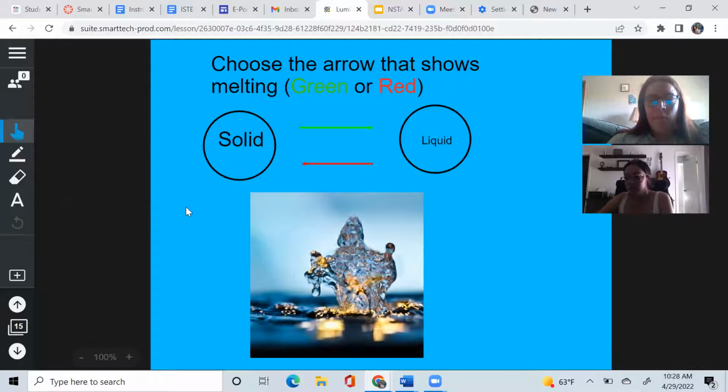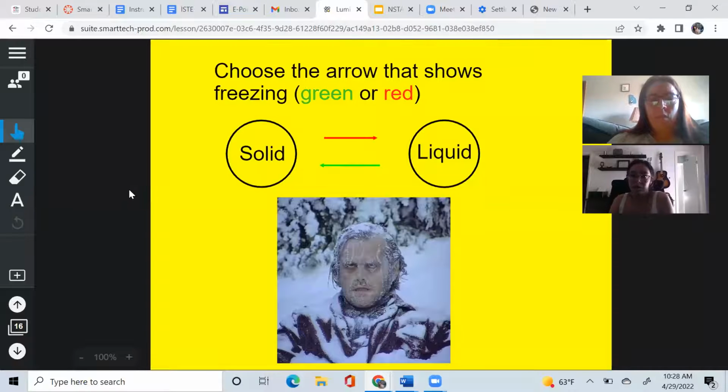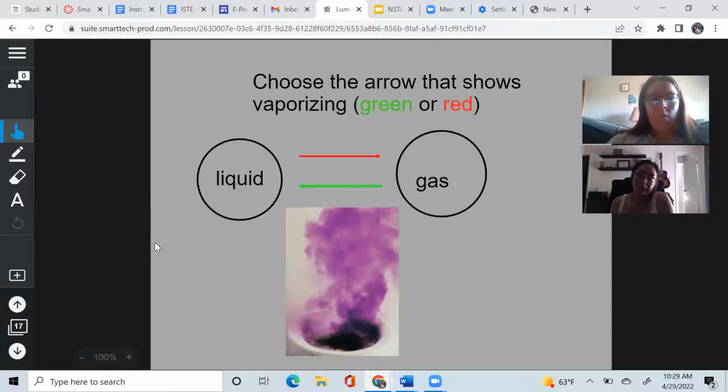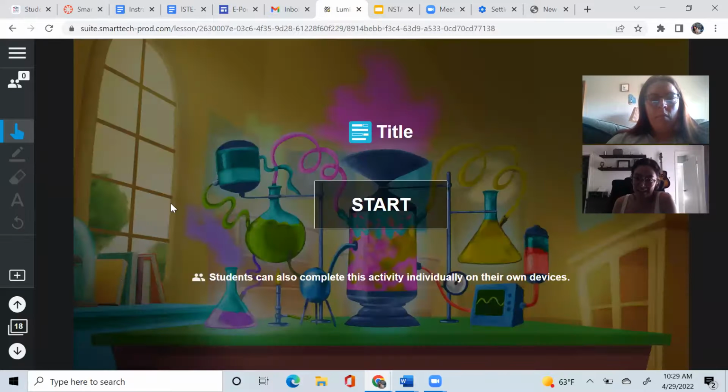Okay, and then since we just went over changing states and temperature, we created a quick little game for the students to choose the correct arrows that show the certain phase change that we're going over. So in this one, it's choose the arrow that shows melting. Then we have from the solid to liquid, and then they would come up and just click the correct arrow for that. And then we go into choosing the arrow that shows freezing. And the same thing, they just come up to it and click the correct arrow. And then another one for vaporizing.